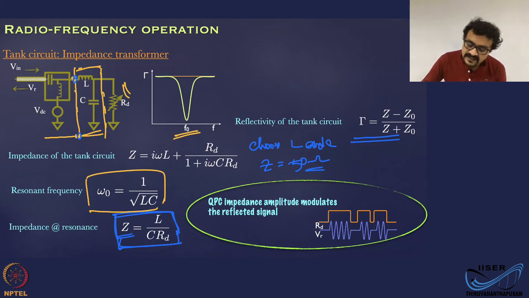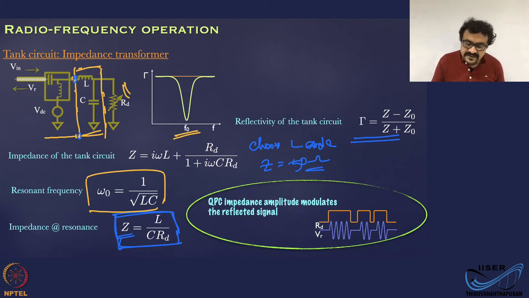For example, if your RD is fluctuating this way, then your reflected power at omega zero, all this discussion happens at the resonance, okay? Our point of interest is omega zero. At omega zero, this reflection is going to get amplitude modulated by the QPC impedance change or the QPC resistance change. This could be a QPC or this could be a CT. In this instance, I have assumed it's a QPC, but you can have a CT also. That is the idea here, okay?